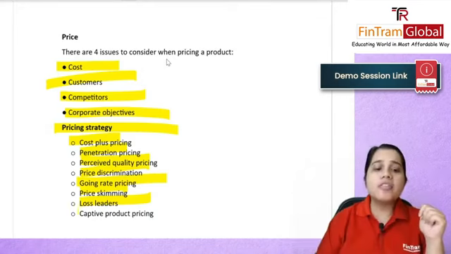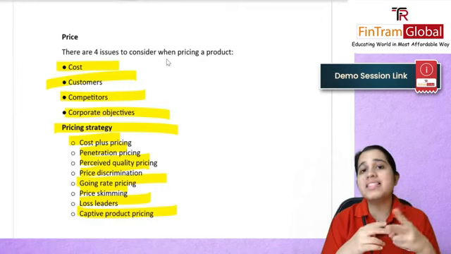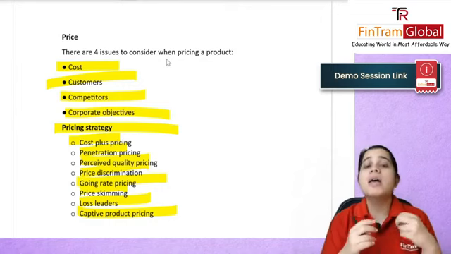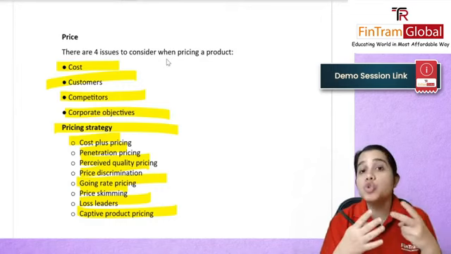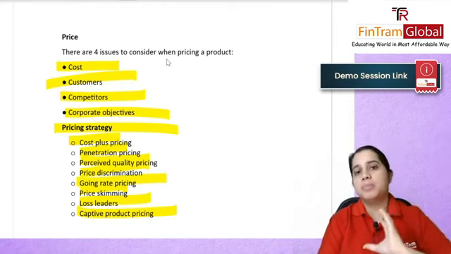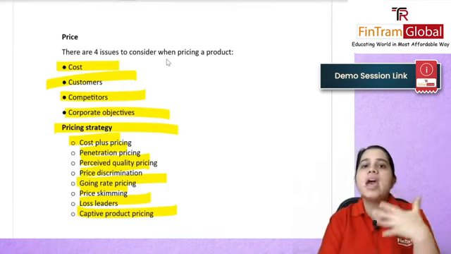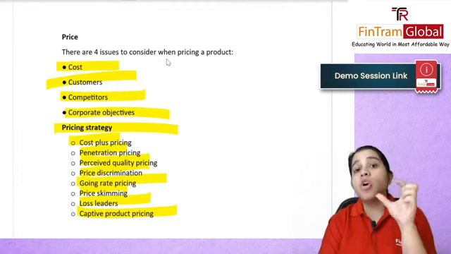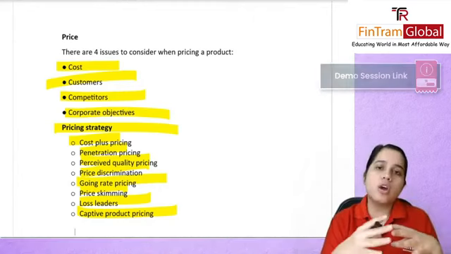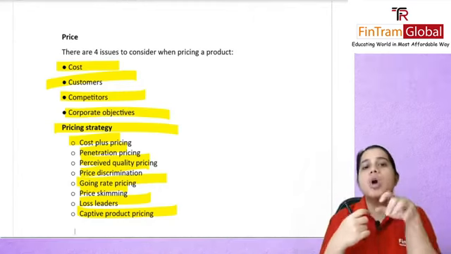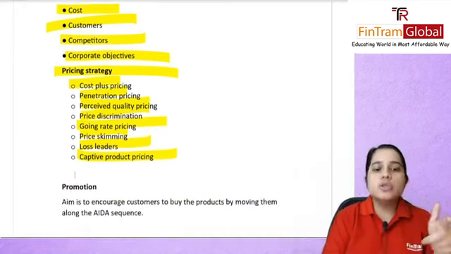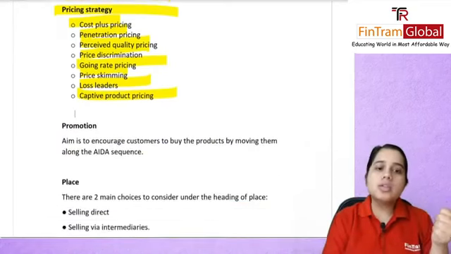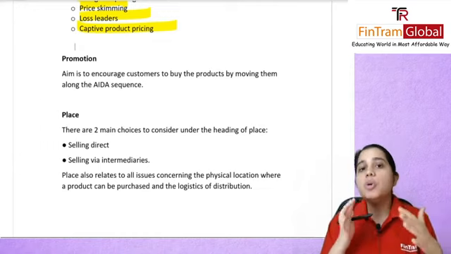And you have your captive product pricing. These are two products you will be selling together, or they need to be used together. Like once people buy a coffee machine, they have to keep on buying the coffee capsules also. So they are in a position where you can't just do with one product. So these were the various strategies which we covered under your pricing.